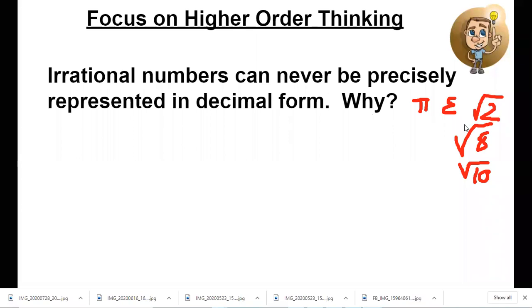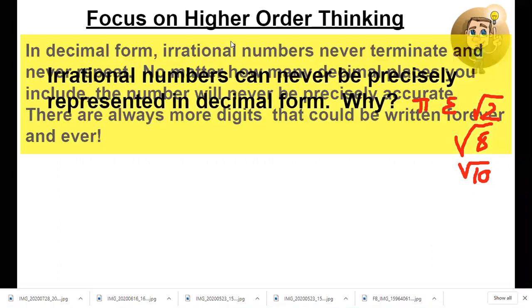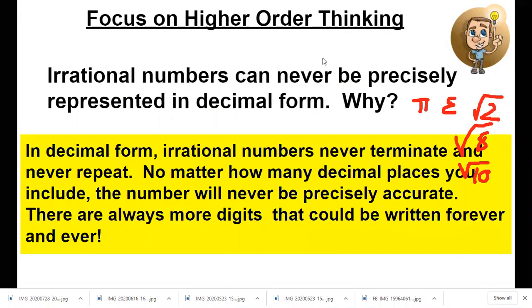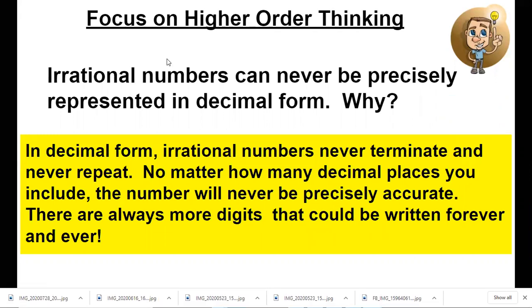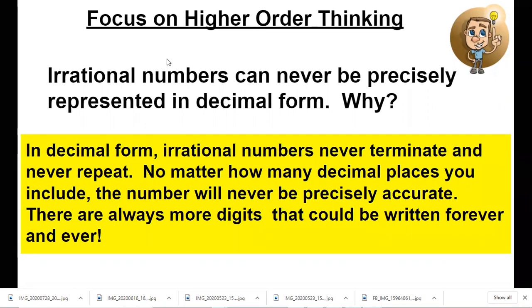Well, for the square rooted ones, we can't find a number that will exactly multiply by itself to give us 2, or 8, or 10. In decimal form, irrational numbers never terminate and they never repeat. No matter how many decimal places you include, the number will never be precisely accurate. There are always more digits that could be written forever and ever. So that is why irrational numbers are not precise in decimal form.